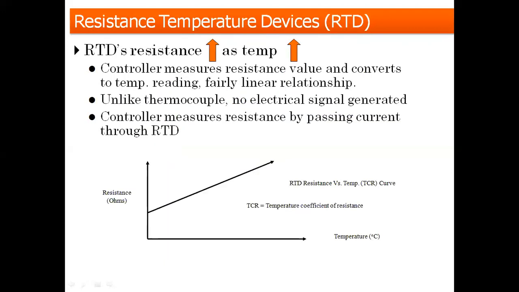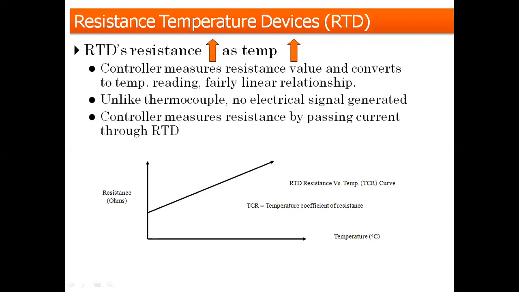Now, RTDs are basically devices where the resistance changes as the temperature changes. Okay, so as the temperature rises, the resistance of these devices also increases. These are special devices where the resistance increases as the temperature increases. Okay, so the controller measures the resistance value and then converts it to a temperature reading, having a fairly linear relationship. These are a special type of resistances. They show a linear relation between temperature and resistance. Okay, so as the temperature changes, the resistance will change. But unlike thermocouples, there is no new electrical circuit generated over here.